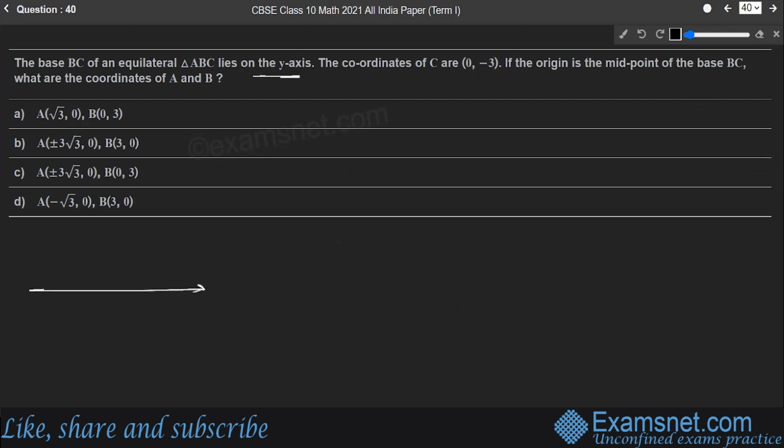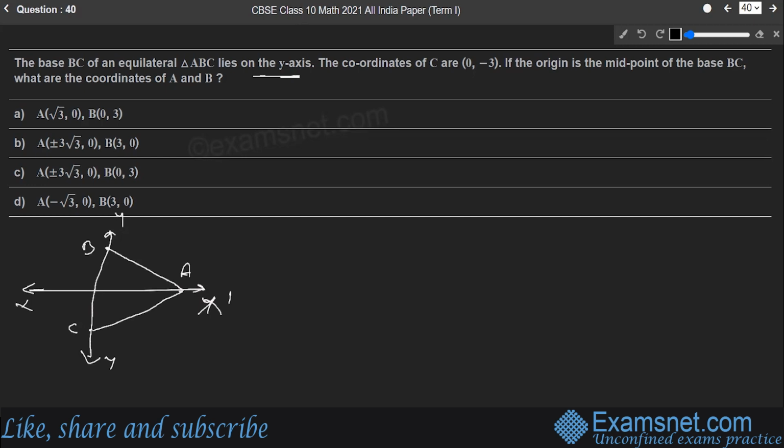So let's have this as the xy coordinate axis, x and x dash, and let's have this as the y-axis. They say the base of the triangle ABC lies on the y-axis. So let's make this point as B, and this point as C, and this is the side BC, which is the base of the triangle. And let's create the triangle then. So let us have this as point A.